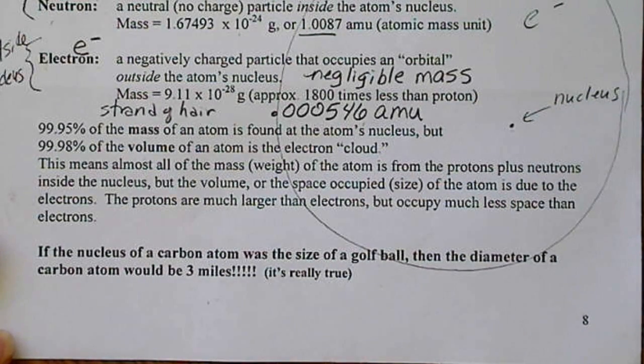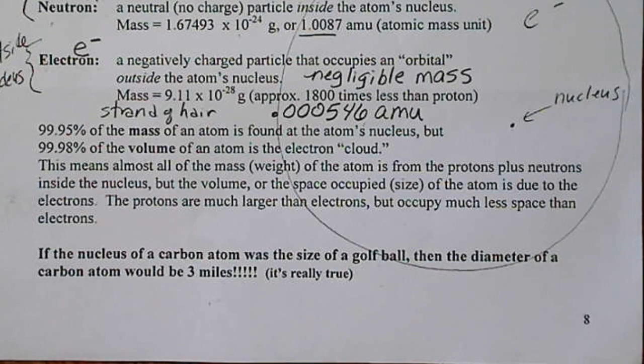So that seems crazy. And anytime we see a representation of an atom drawn, it's never going to be to scale. On the next slide, we're going to look at an atom of carbon. And so I'll be drawing the protons and neutrons inside the nucleus, and I'll be drawing the electrons outside of the nucleus.